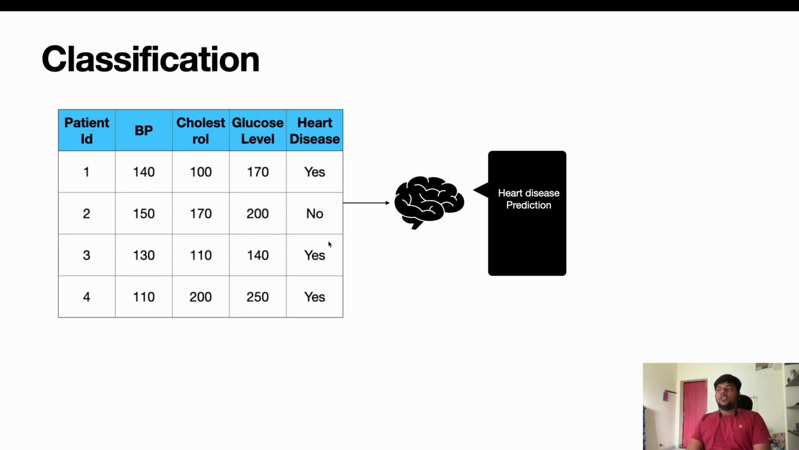If there is a scenario where we have to predict three kinds of classification, whether this person has heart disease or not, or otherwise this patient is prone to develop heart disease in the future, then it is called multiple classification.